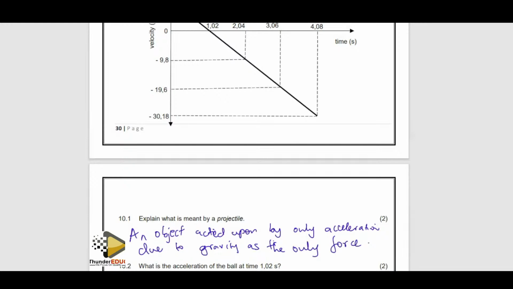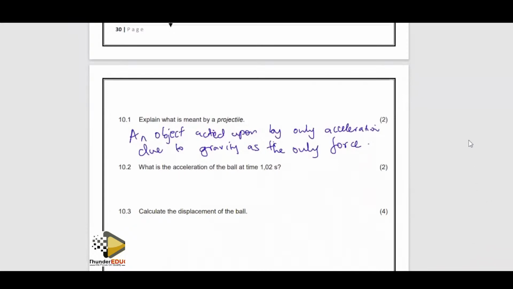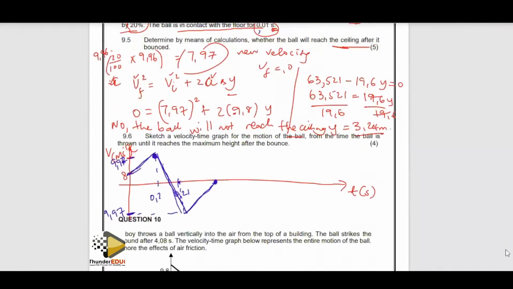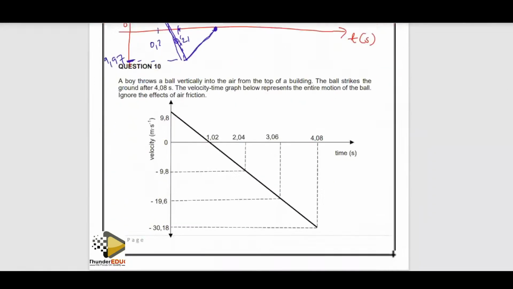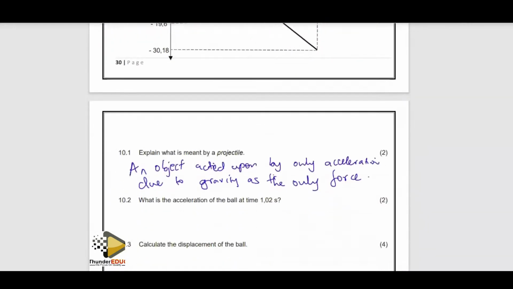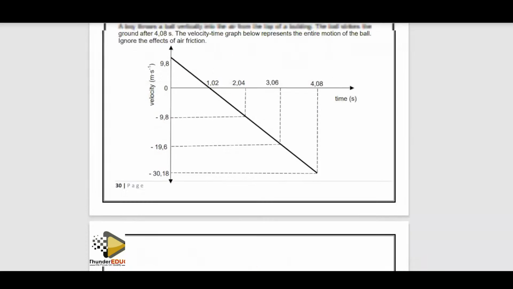So an object that is acted upon by acceleration due to gravity, strictly acceleration due to gravity, is a projectile. Then what is the acceleration of the ball at 1.02 seconds? Remember, this is a velocity time graph. For us to get acceleration is change in velocity over the change in time. You can use those equations of motion, but there is no need for that.